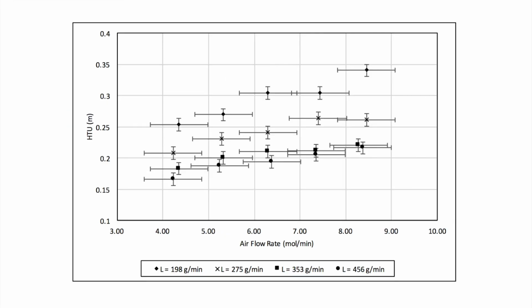This figure shows the dependence of the height of the transfer unit on the air flow rate. The height of the transfer unit increased as the air flow rate also increased. Because a lower HTU corresponds to a more efficient column, higher air flow rates resulted in less efficient mass transfer.